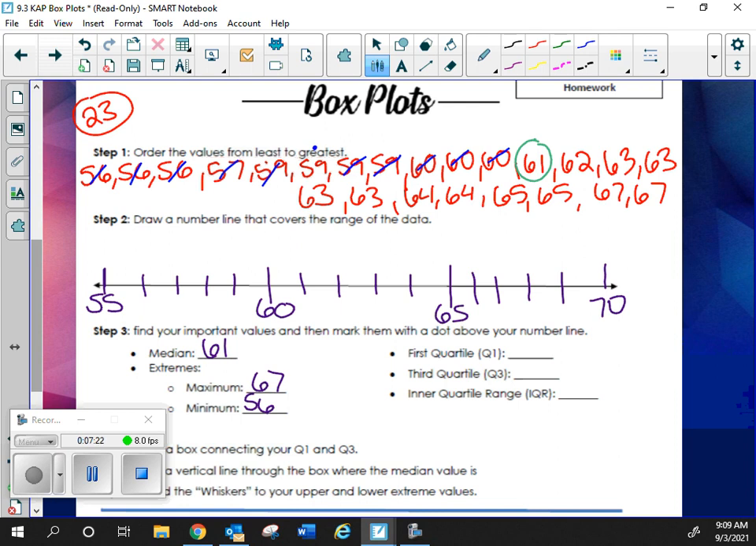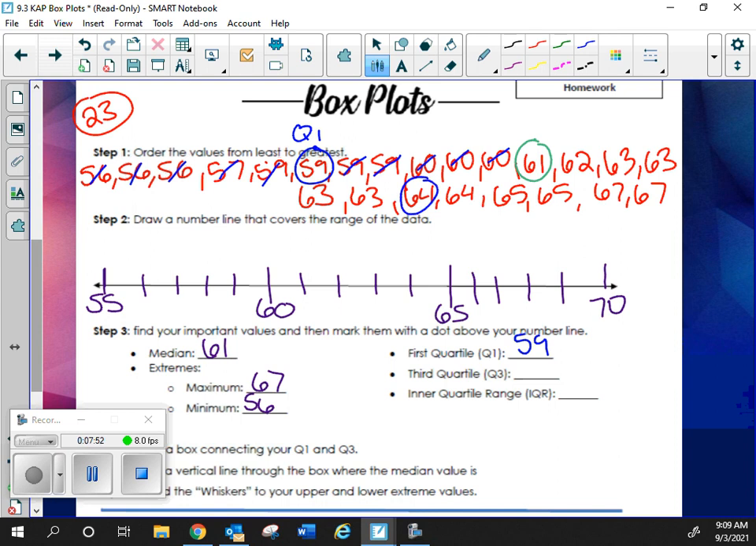I have 1, 2, 3, 4, 5 numbers on one side, 1, 2, 3, 4, 5 numbers on the other side. So am I good? I am. That is going to be my Q1, is 59. Again, the biggest mistake I saw on y'all's test yesterday was people not double checking their work. Because I counted 1, 2, 3, 4, 5. It should be the same on the other side. So I should be able to count 1, 2, 3, 4, 5 and circle. But again, I always double check.